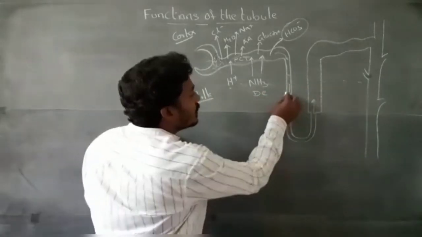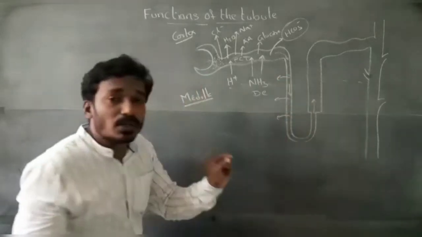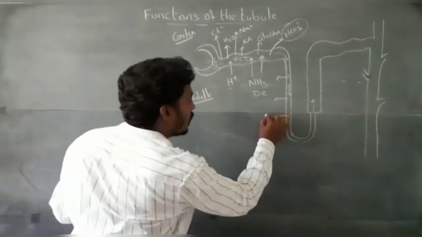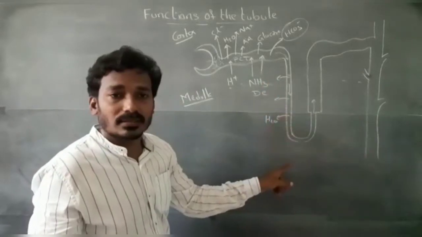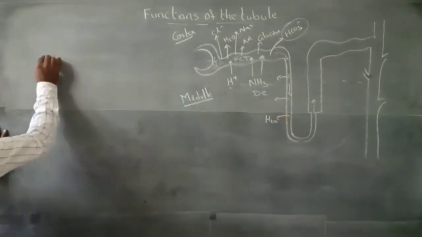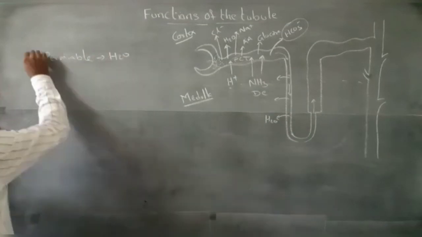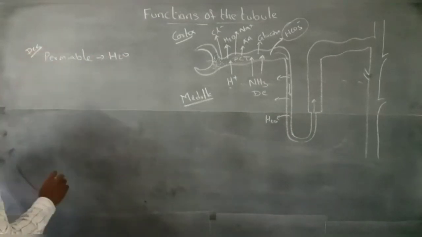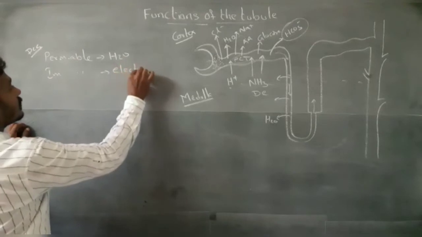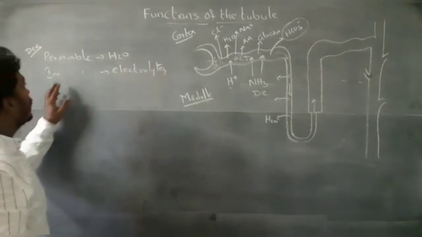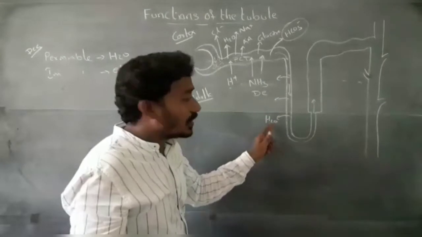In the descending limb, the descending limb is permeable to water and impermeable to electrolytes. This is important.